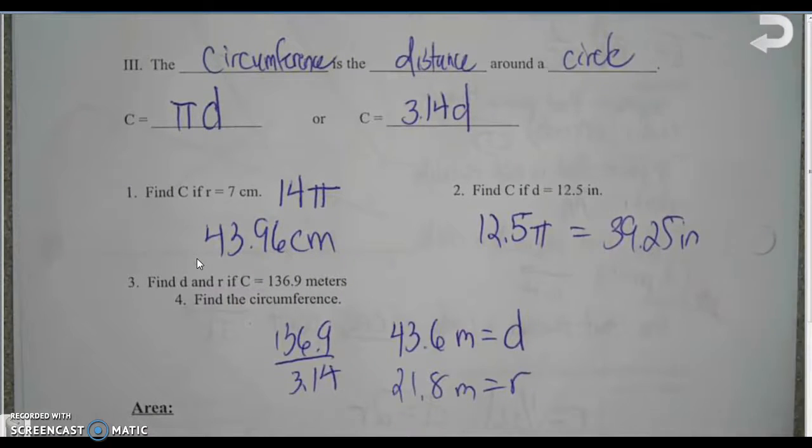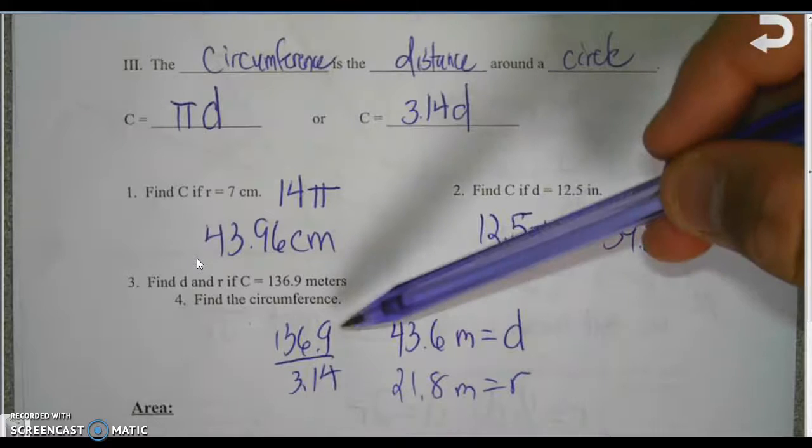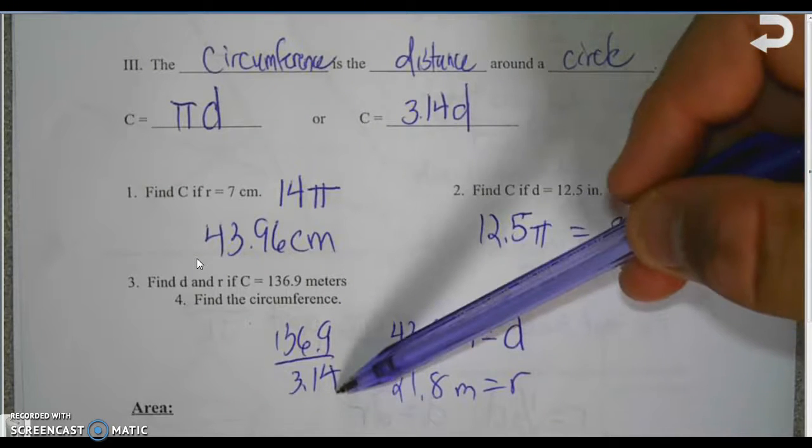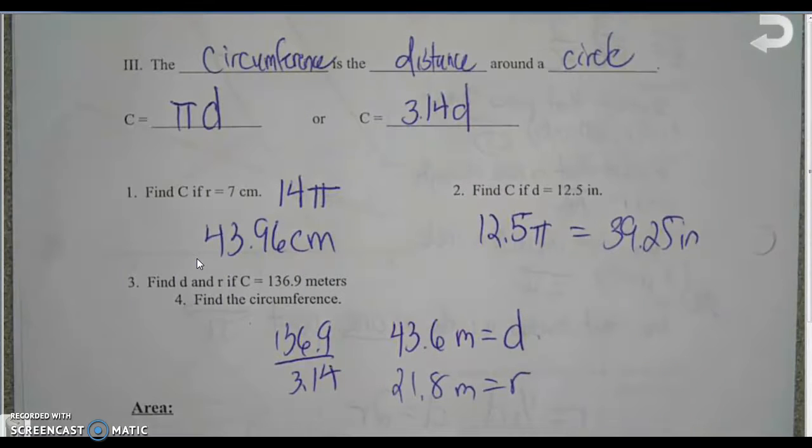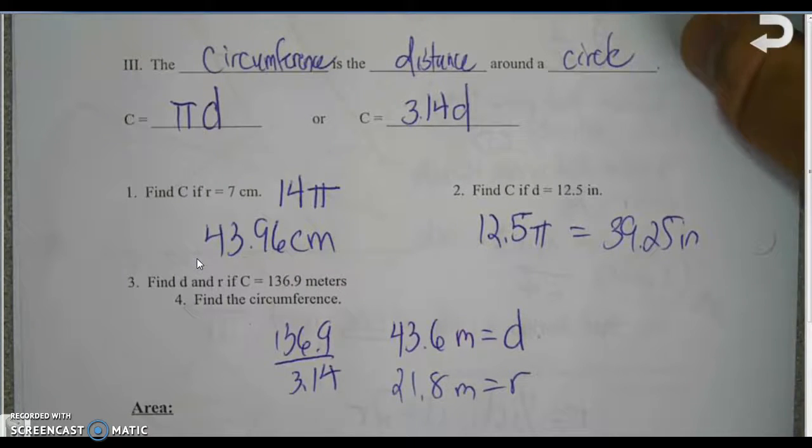Okay, so if the diameter is 12.5, you just multiply that by pi to get the circumference. If the circumference is 136.9, you divide by pi, and that gives you the diameter. You divide that by 2, and you get the radius. And notice I went to the nearest tenth.